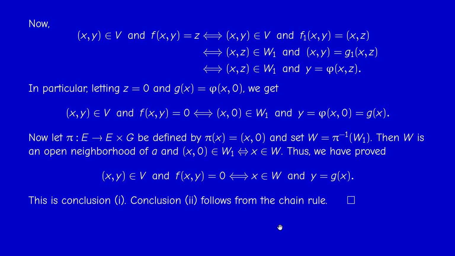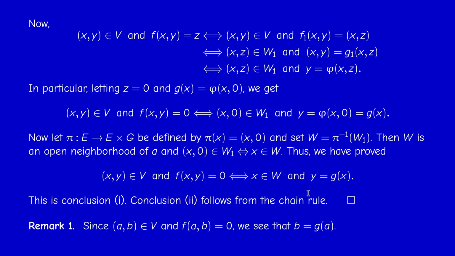And conclusion 2 is just an application of the chain rule, as you know. We did it in the simple case in 1 dimension, but it's the same thing. So this concludes. This implication from here to here is a kind of uniqueness, actually. Now, as a remark, since AB is in V, of course, and f of AB is 0, then necessarily B equals g of A. So this is important too.